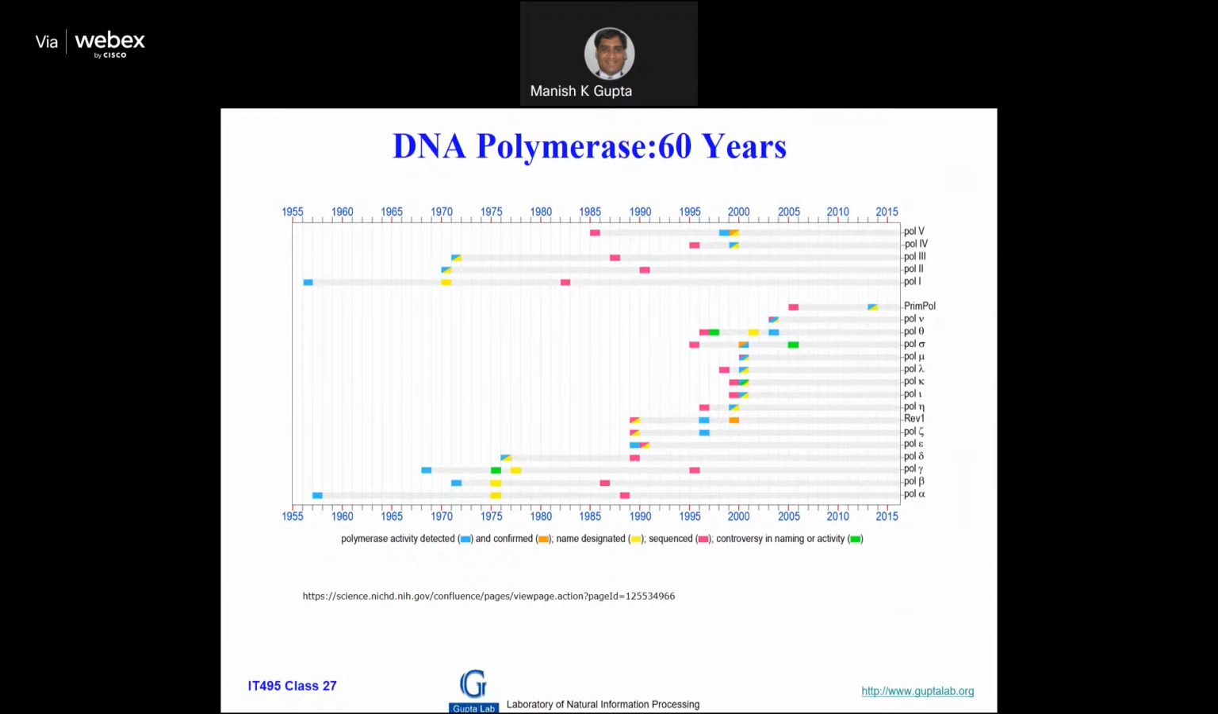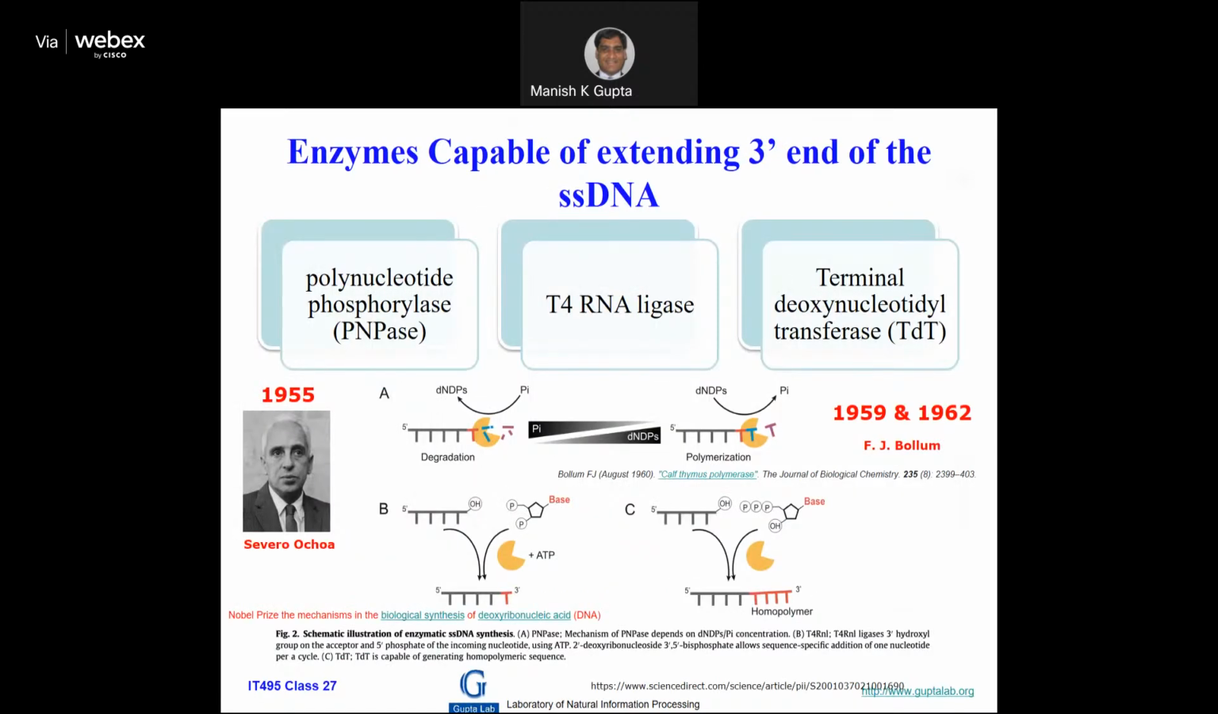So now I was talking about DNA polymerase. They have a long history, from 1955 on. You can see the names, Pol V, Pol IV, Pol I, and so on, and when they were actively detected, confirmed, named, and sequenced, and there is some controversy also sometimes. From 1955 till 2015, this is 60 years of DNA polymerase. These are very, very important. Out of this family of enzymes, 3 enzymes are very important. These are enzymes capable of extending the 3' end of single-stranded DNA. The first one is PNPs.